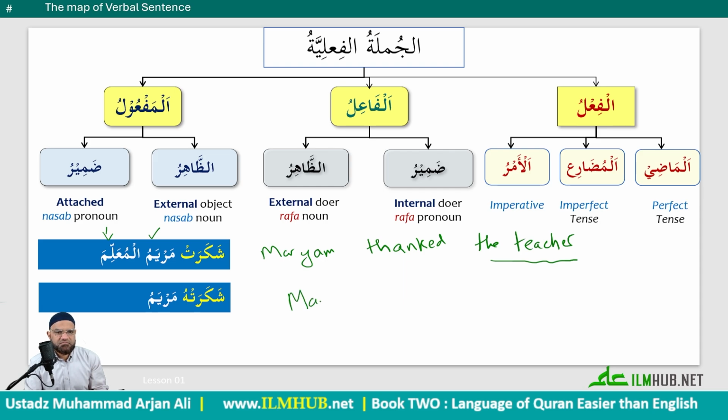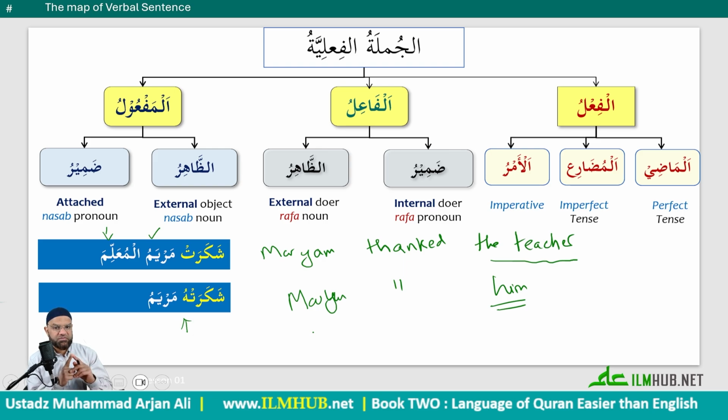Maryam thanked him. How do I know it's him here? There is an attached pronoun at the end of the verb. These are the things you're going to learn. So in short, in summary, the object can also be a noun or a pronoun. If it's a pronoun, it will come as an attached pronoun at the end of the verb. Attached pronoun. The same set of attached pronouns we learned in book 1.